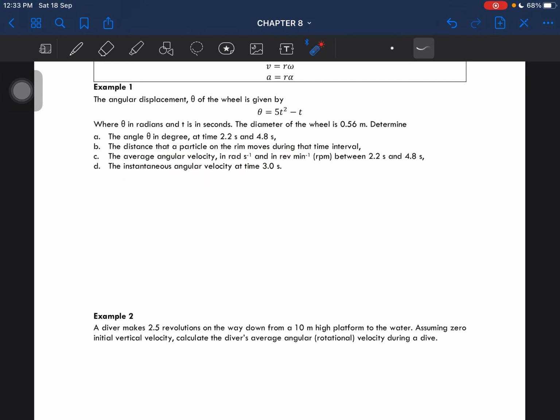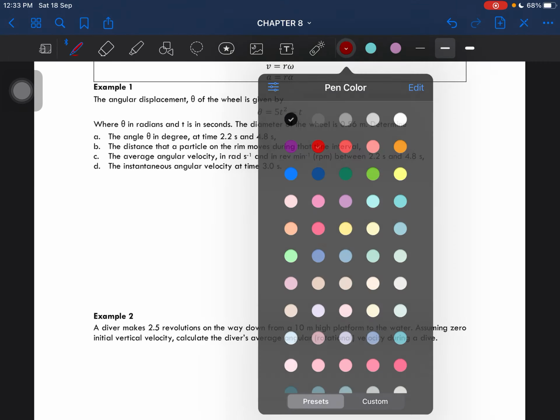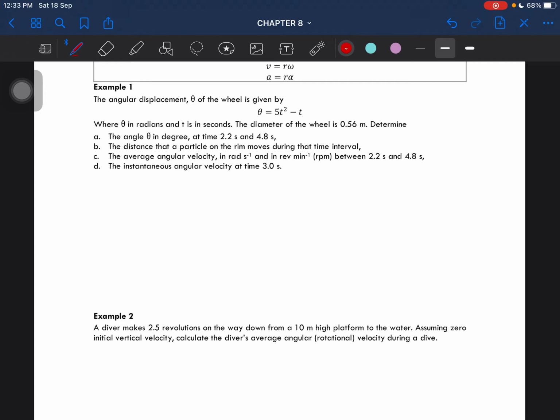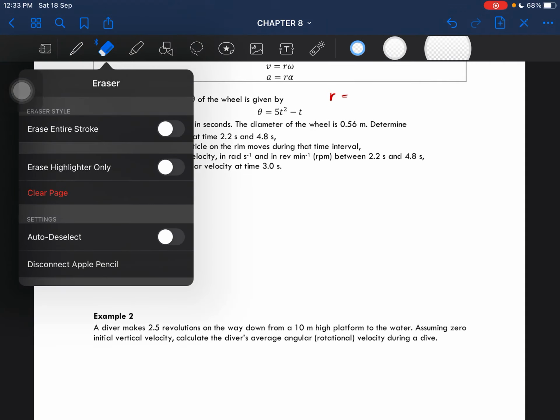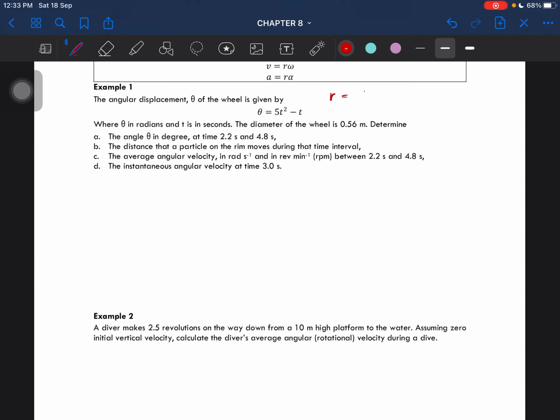Okay, alright, so firstly the information that we have is just the diameter as well as this equation. The diameter can be used to find the radius, so r is d over 2, which is 0.56 divided by 2, which is equal to 0.28 meter. Okay, so that is the information.